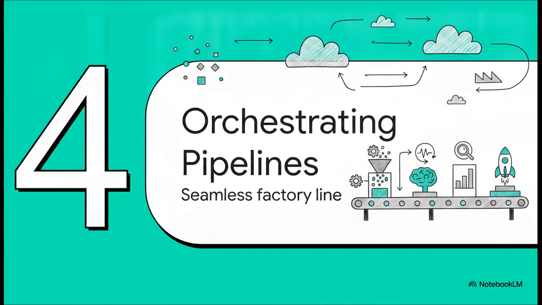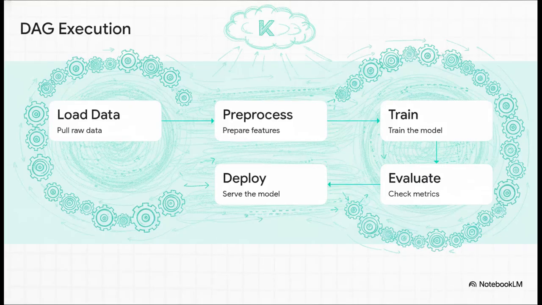Moving right along to Section 4, orchestrating pipelines. At its core, a pipeline is essentially a directed acyclic graph, or a DAG, of steps. The absolute beauty of Kubeflow is that it reads your pipeline definition and figures out the exact execution order based entirely on data dependencies. So if your train step needs data from preprocess, Kubeflow makes sure preprocess is totally finished first. You never have to manually specify what runs when. The data dictates the flow.